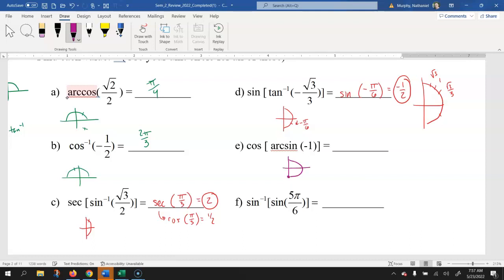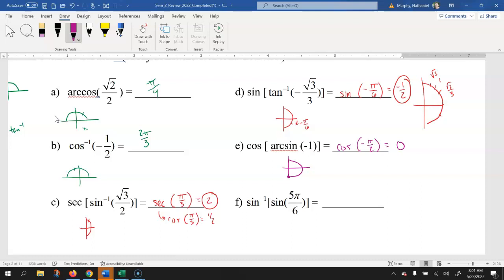And I can't draw, so my circle's all funky. All right, so negative 1 is going to be down here, and that's right on the line. The way that we phrase that is that it's between negative pi over 2 and pi over 2. The inverse sine of negative 1 would be at negative pi over 2. And the cosine of negative pi over 2, well, what's the x value at negative pi over 2? Well, that's 0. So your answer for that would be 0.